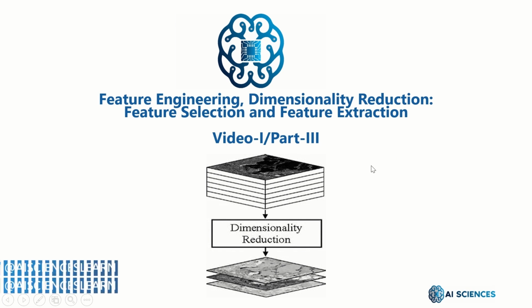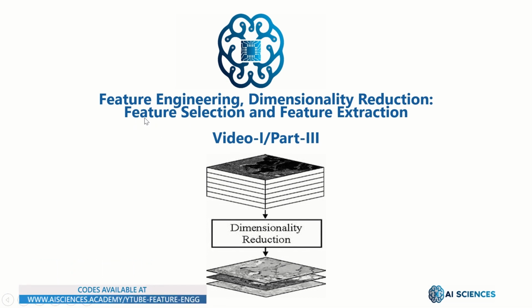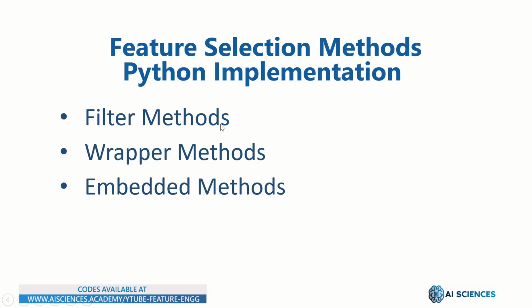Hello and welcome to part 3 of video 1 about feature engineering, dimensionality reduction, feature selection, and feature extraction. In part 2 of video 1, we basically theoretically discussed different methods of feature selection. Primarily, we discussed filter methods, wrapper methods, and embedded methods.